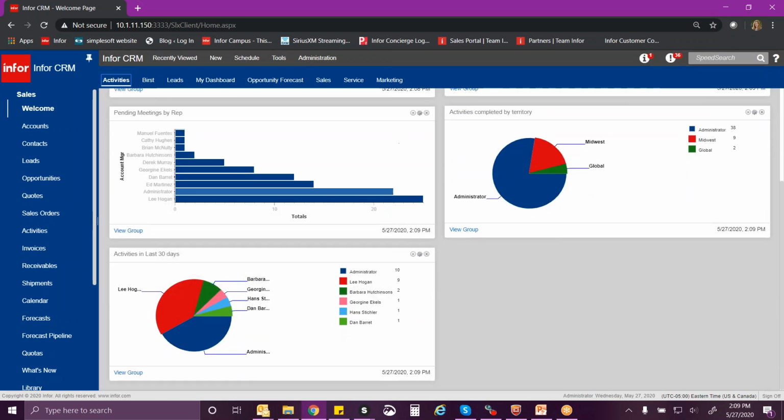So these are just some examples. You can see which territory is completing the most. You can do it by type of activity. And again, remembering that these are all driven by groups in your CRM. You can always click the view group here and it will jump you directly to the group if you want to take a deeper dive into the data.